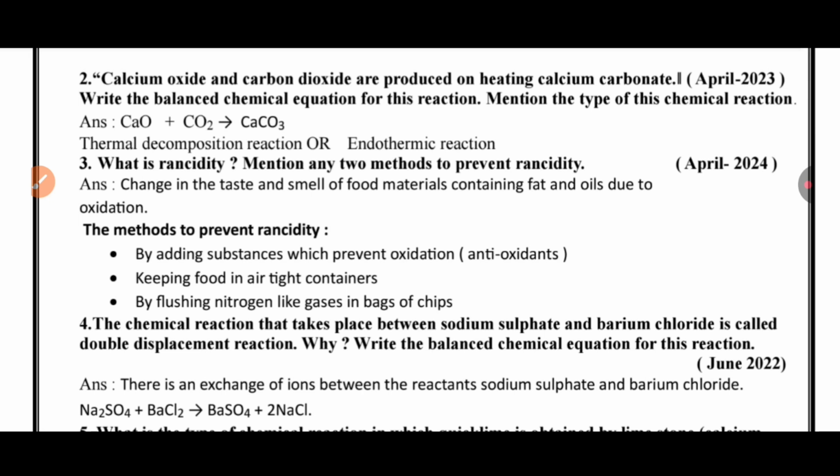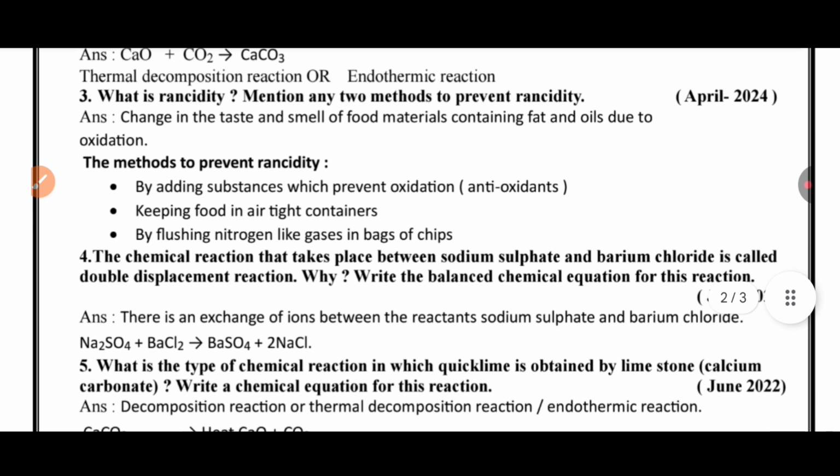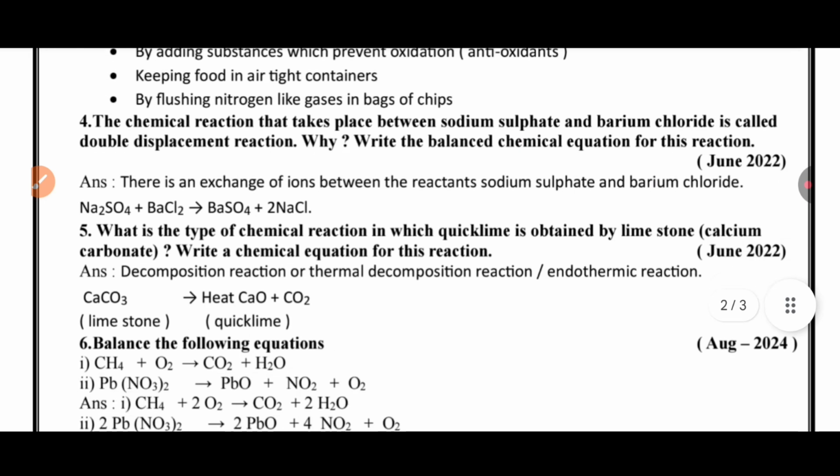So 2 methods to prevent rancidity are adding substances which prevent oxidation, keeping food in airtight containers, and flushing nitrogen-like gases in bags of chips. Next question.